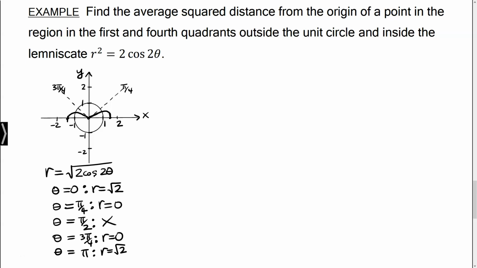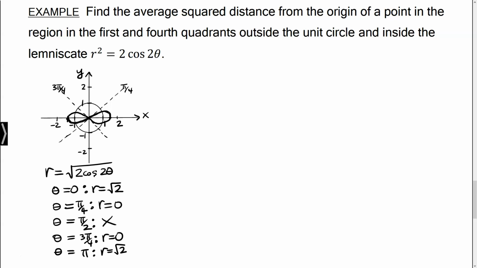If we keep going past pi, it's going to repeat this pattern of from root 2 to 0, and then nothing between pi over 4 and 3 pi over 4, and then from 0 up to root 2 again, but it's going to do it in the region from pi to 2 pi. So we're going to end up getting a graph that's going to go this way. It's going to go like this. And then once we get to 7 pi over 4, it's going to go back like this. So it ends up looking like this infinity symbol. That's what the lemniscate looks like.